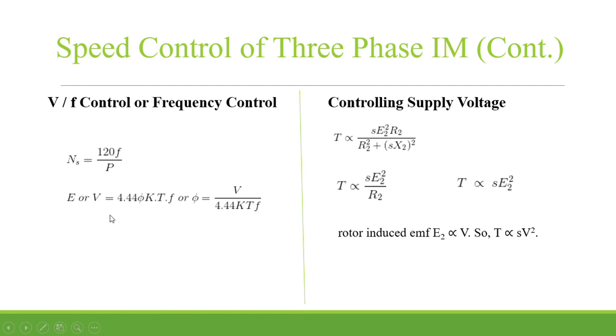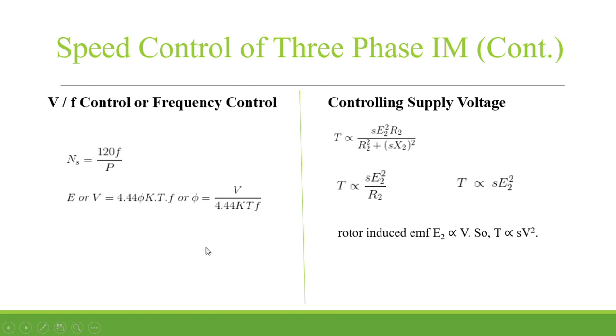So the EMF induced in the three-phase induction motor is also of this form: 4.44 flux into K into number of turns T into frequency F. K is the winding factor. From this equation we can calculate flux as V upon 4.44 KTF. Now if we change this frequency, then flux will change. If we increase the frequency, flux will decrease, and if we decrease the frequency, flux will increase. But in an induction motor the flux should be constant.